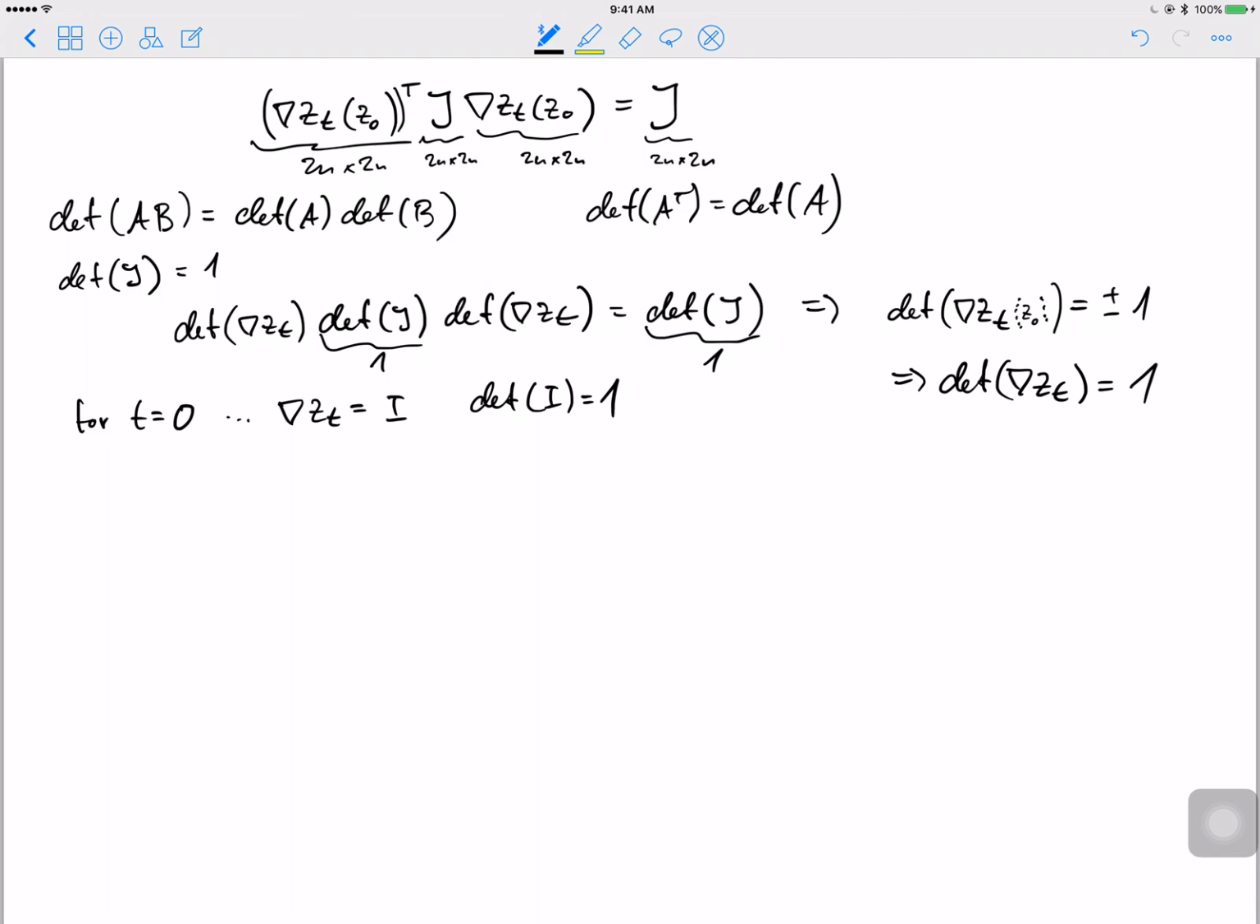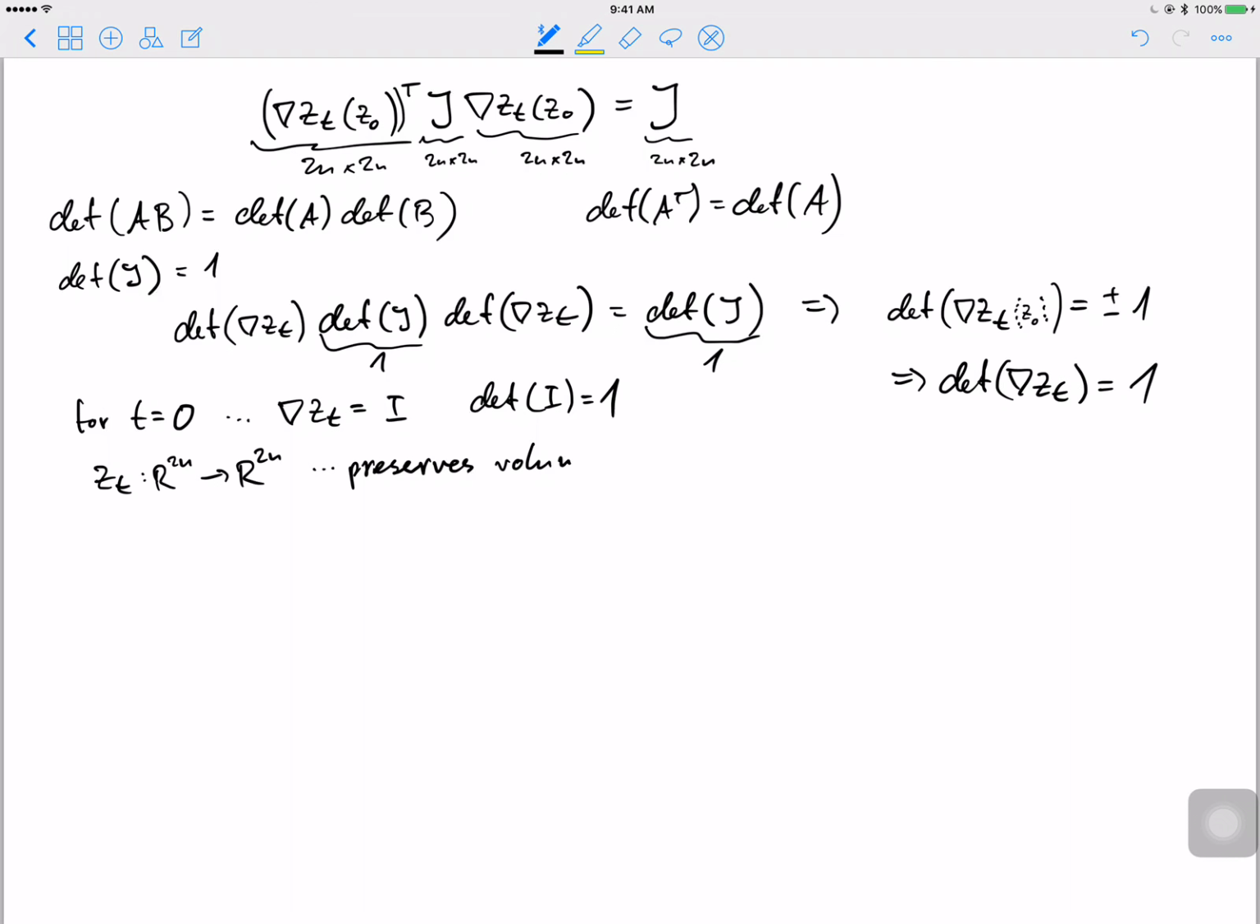Okay? And that gives you a geometric interpretation of the symplecticity. That means conservation of volume in phase space. You can say that the zt function, that's the function from the initial conditions to the phase space state after time t, you can say that this preserves volume in phase space.